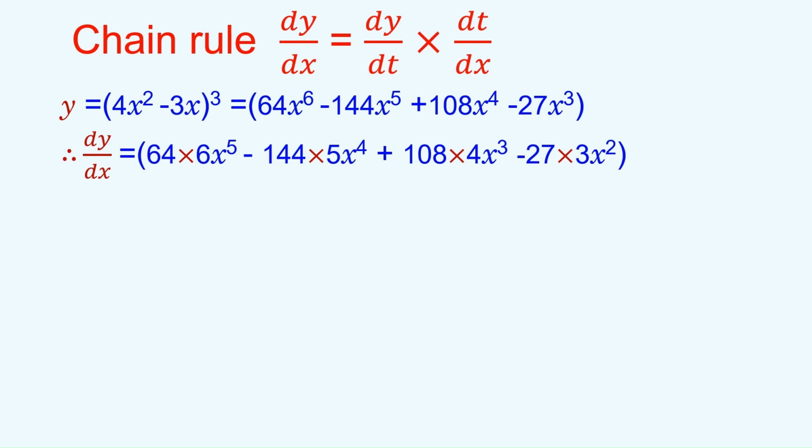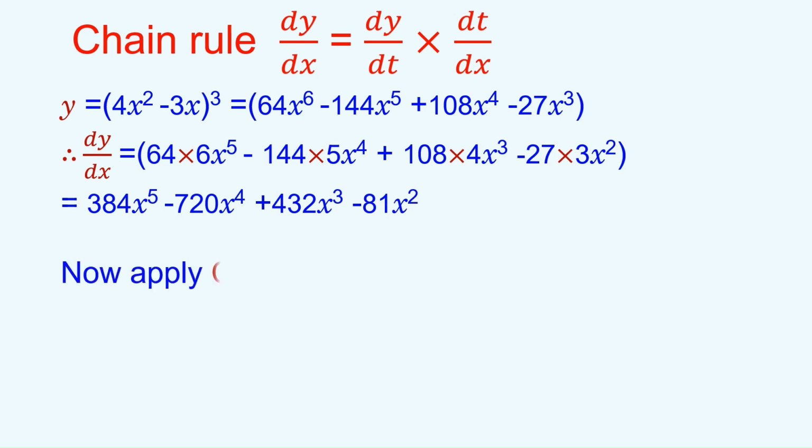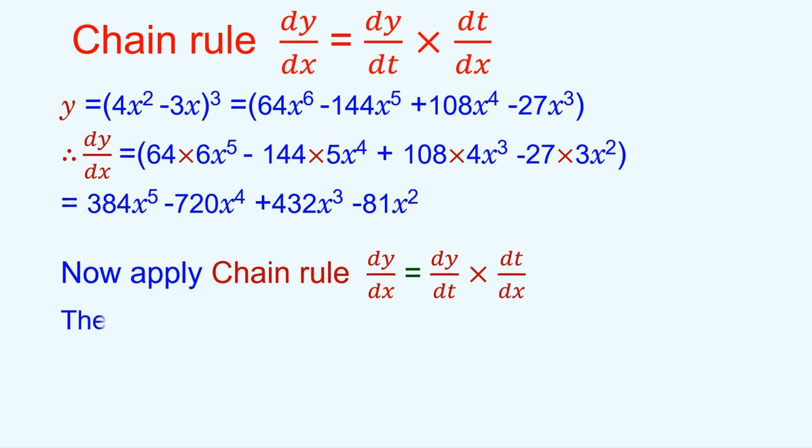Therefore, dy/dx equals 64 times 6x to the power of 5 minus 144 times 5x to the power of 4 plus 108 times 4x to the power of 3 minus 27 times 3x squared, equals 384x to the power of 5 minus 720x to the power of 4 plus 432x cubed minus 81x squared.